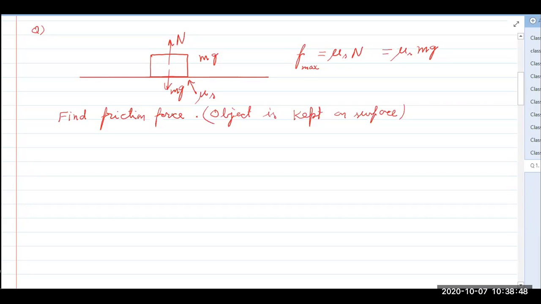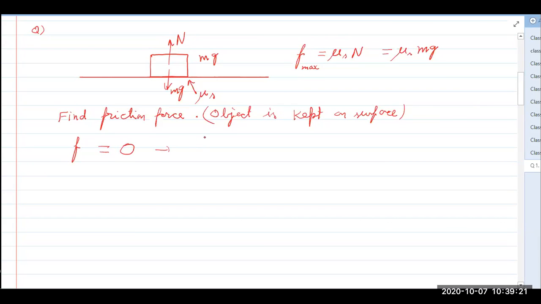But this is not the friction force acting on the object, because this is the maximum friction force and the actual friction force can be anything less than this. So we will see how much the friction force will be. Since on this object there is no external force in the horizontal direction, it is just kept on the surface, the friction force will also be zero. We had seen that the static friction force is equal to the external applied forces. So the friction force will be equal to zero in this case.